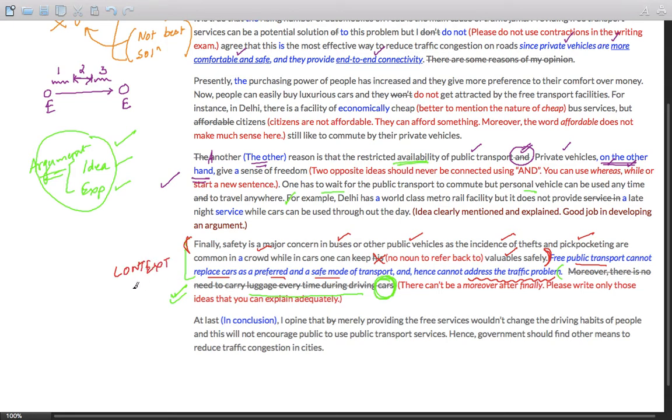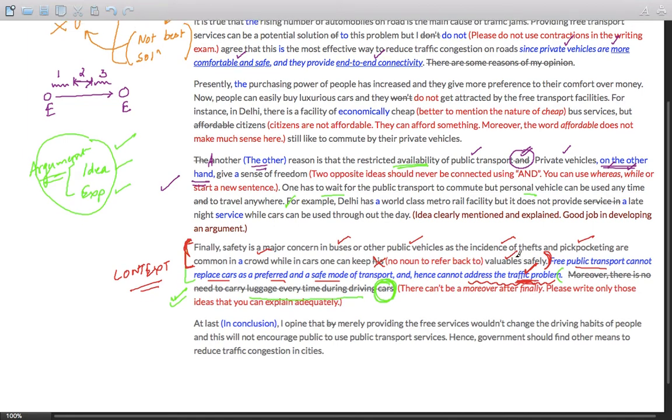So this is really important in order to write a proper answer, that you should add the element, okay, this is the reason that free public transport is not the best solution to this problem. It cannot address the traffic problem. The idea is very correctly mentioned and somehow adequately explained. However, to write a proper context, you have to address the traffic problem. Bring it into the picture that it cannot address the issue.